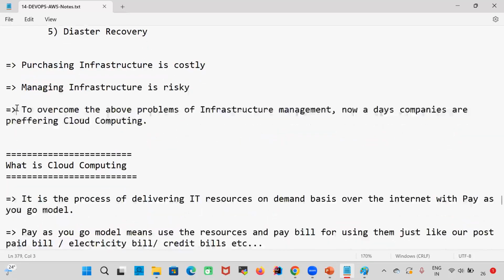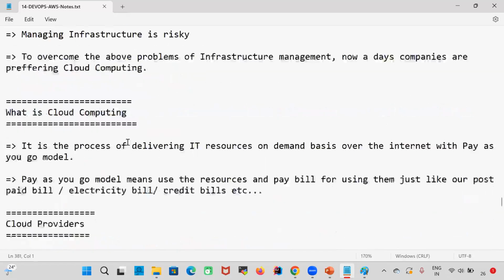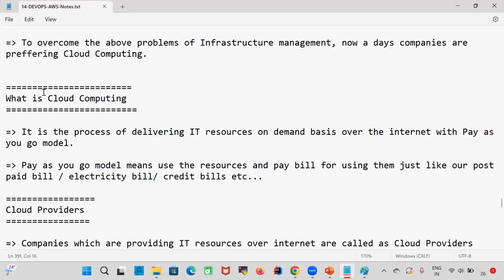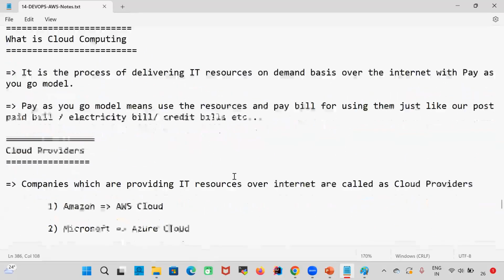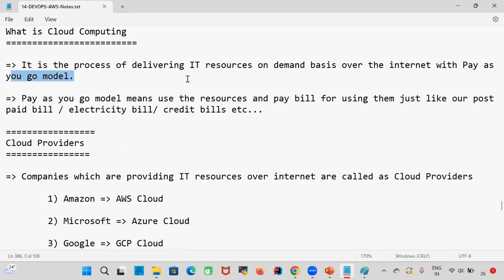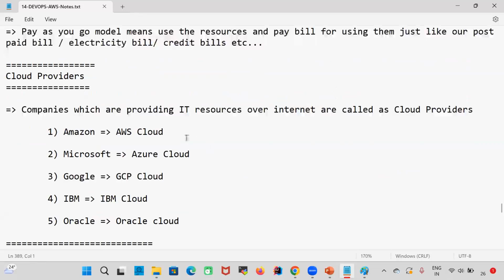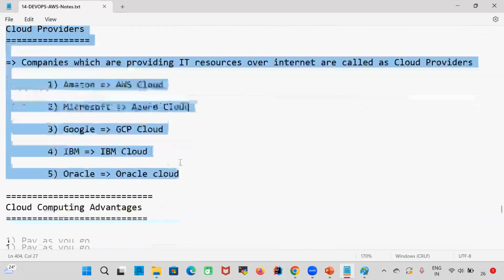To overcome the problems with on-premises infrastructure, we go for cloud infrastructure. That is called cloud computing. The process of delivering IT resources on demand over the internet is called cloud computing. Cloud providers give the infrastructure on a pay-as-you-go model. What is the pay-as-you-go model? Whatever you use, for that you pay the bill on a monthly basis. The cloud providers available in the market are Amazon, Microsoft, Google, IBM, Oracle.